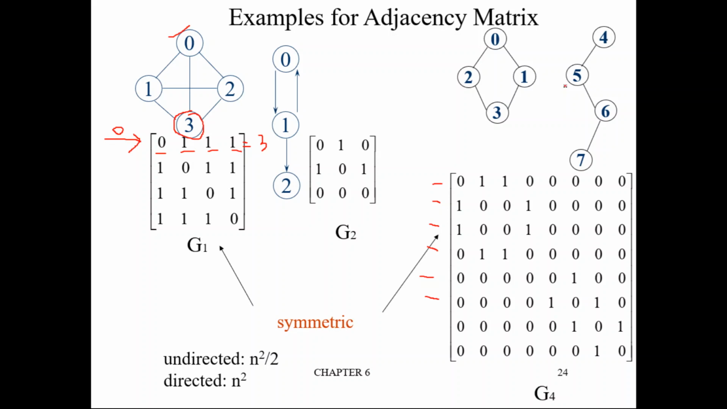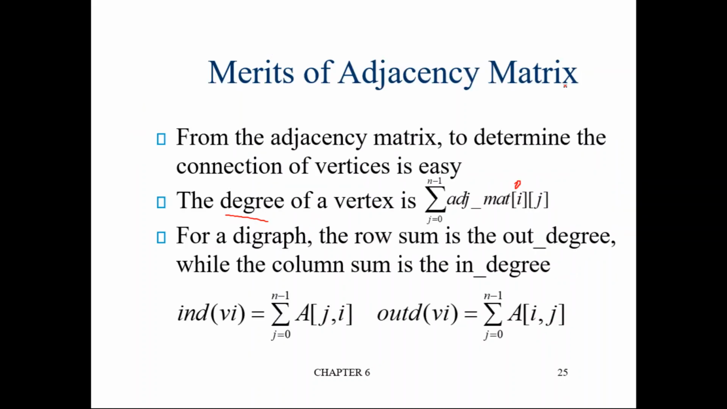This is how we find the degree of a particular vertex from the adjacency matrix of an undirected graph. Now coming to the directed graph. A directed graph has two types of degrees: one is called in degree, the other is called out degree.